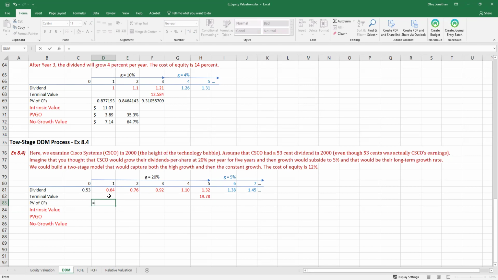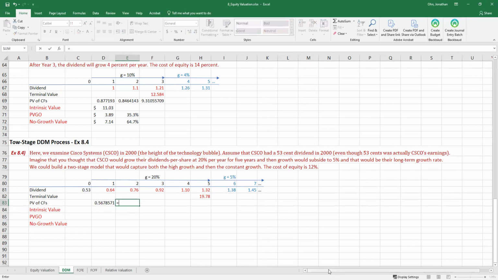Even though there's nothing here, let's do it this way. Sum of these two. All right, that covers everything up to here, right? So divided by 1 plus 12% to the power of 1. So that's the present value for the first one.